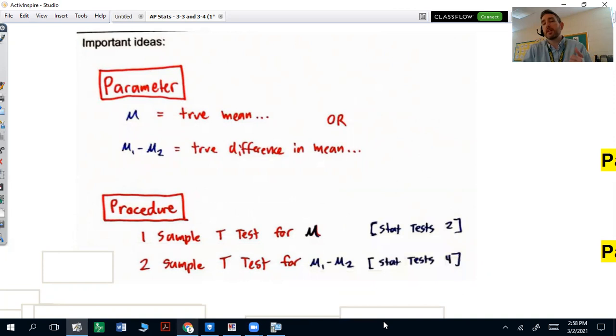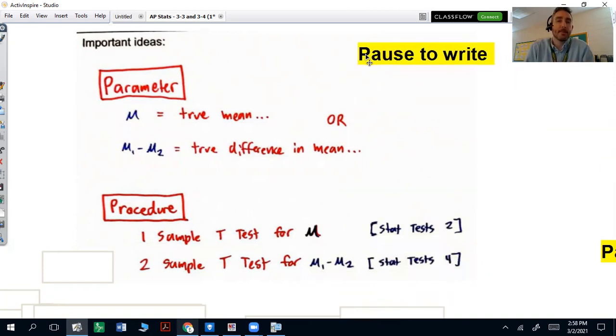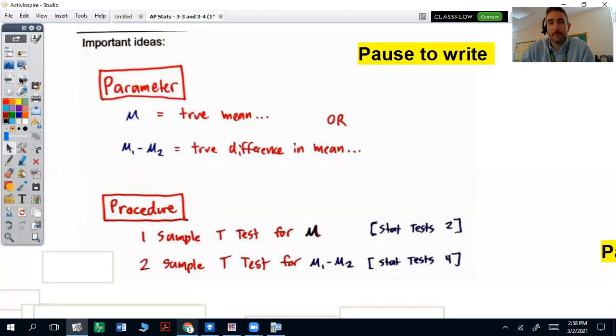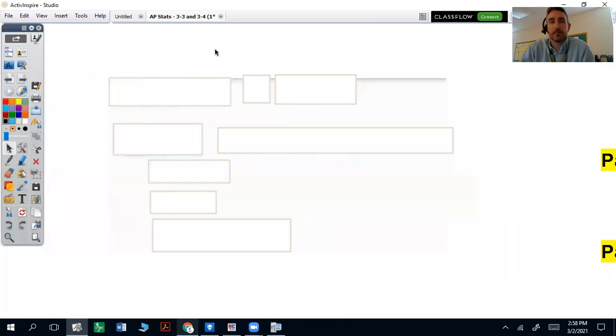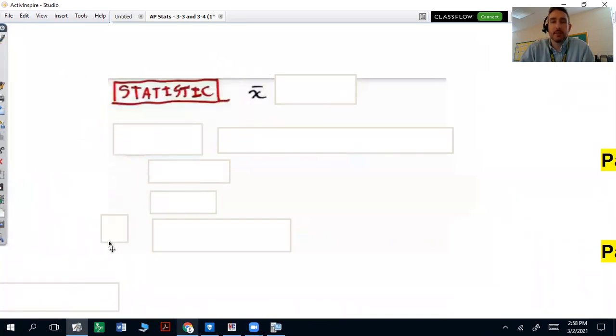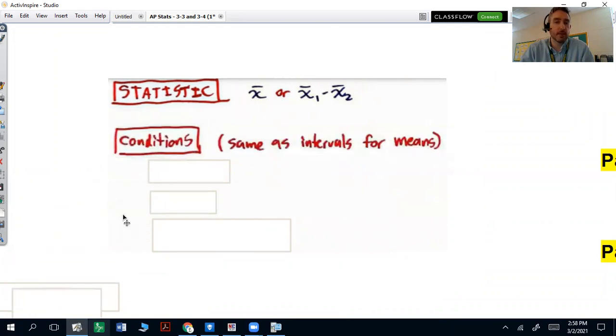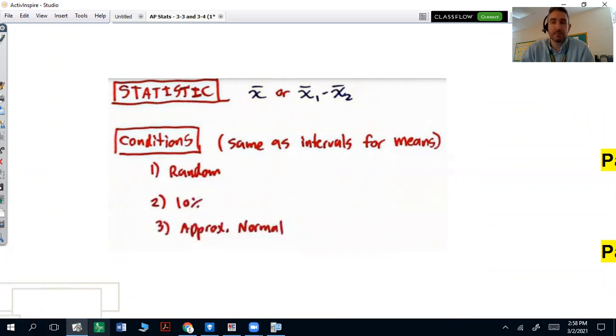In your calculator, you're going to either do stat test 2 or stat test 4. I'll write that out. Our statistic is going to be either the one sample mean or the difference in the two sample means. Our conditions, same as before: random, normal, random, 10%, approximately normal. Nothing's changed. Write those down.